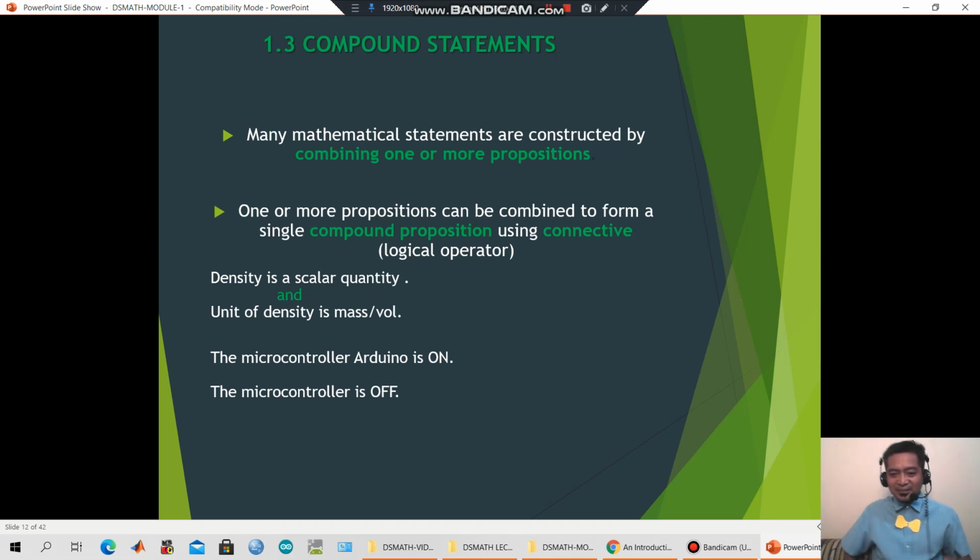Okay guys, kailangan ko lang ipahinga yung throat ko. Okay. So, yung si microcontroller ay on, pwede ba siya at the same time magiging off? Kasi kung kalagitnaan malabo siya, para sabihin ko na on siya at saka off, hindi pwede. Diba? So, hindi pwede yung at saka, or yung logic connector natin na AND. So, pwede siya maging on o kaya maging off siya. So, ang logical connector natin ay OR. Ayan, para sa mga nakapag-isip ng OR.